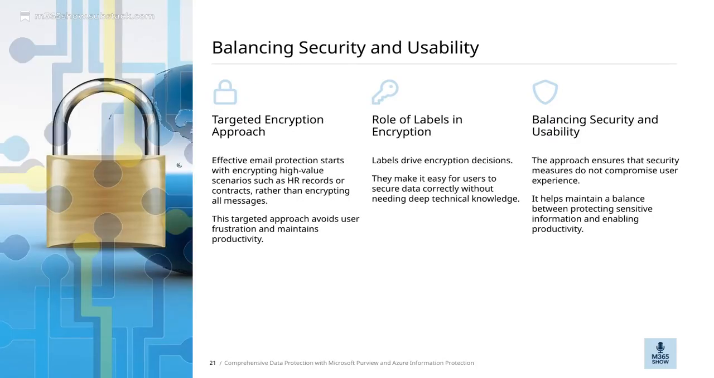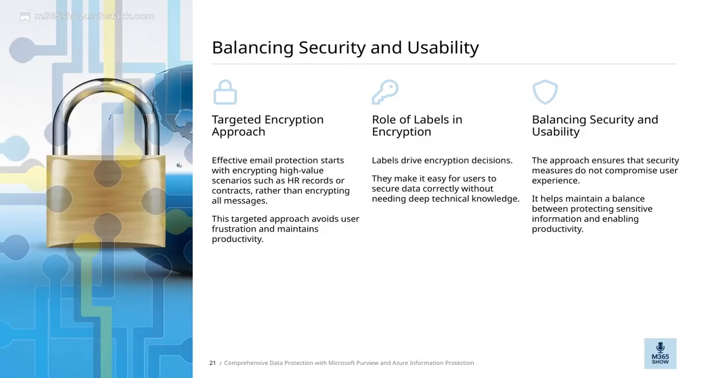Balancing security and usability is critical in our data protection strategy. With Microsoft Purview and Azure Information Protection, we aim to ensure that security measures don't hinder the user experience. It's all about finding that sweet spot where sensitive information stays protected without making it difficult for users to work efficiently. Labels play a key role here. They guide encryption decisions and make it simple for users to secure data correctly, even if they don't have deep technical knowledge. This way, everyone can follow best practices without feeling overwhelmed.